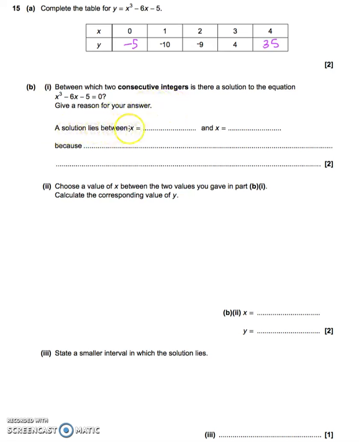So the solution must lie between, if y was 0, it would be x is equal to something between the 2 and the 3, because the 0 would be between the minus 9 and the 4. Hopefully that makes sense to you. So there's a sign change between these things. It would be between 2 and 3 because the sign change occurs between 2 and 3. Or you could write because 0 would be between minus 9 and 4 or something to that effect and still be correct.